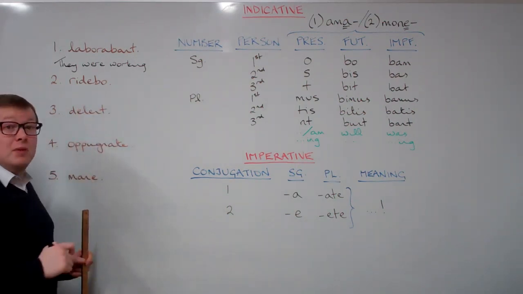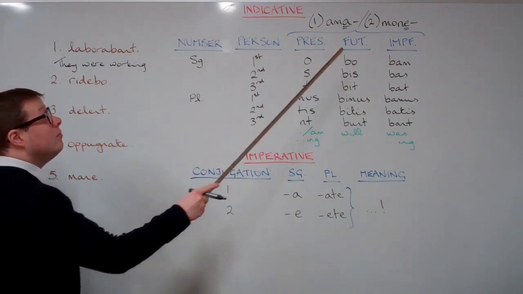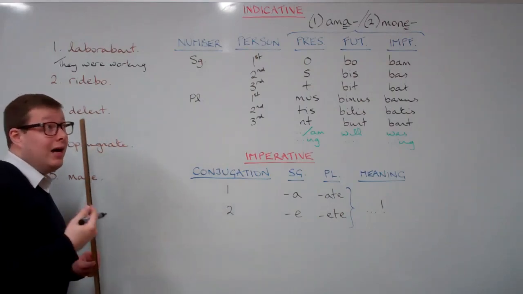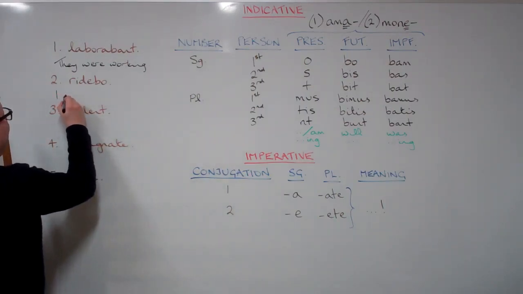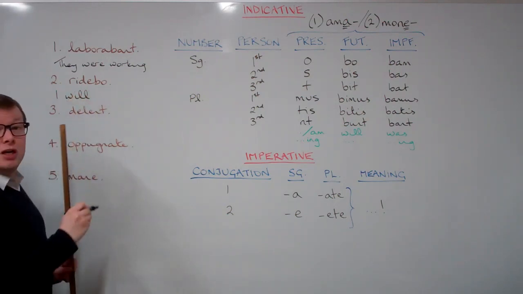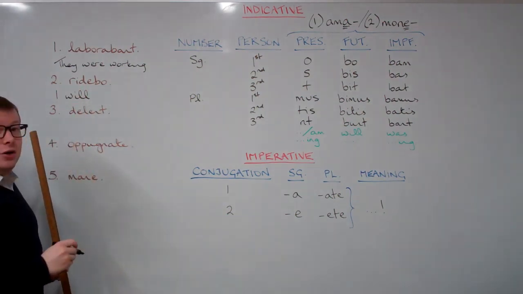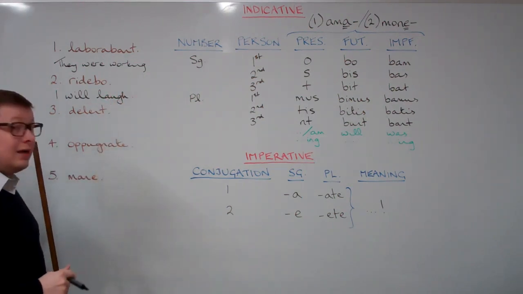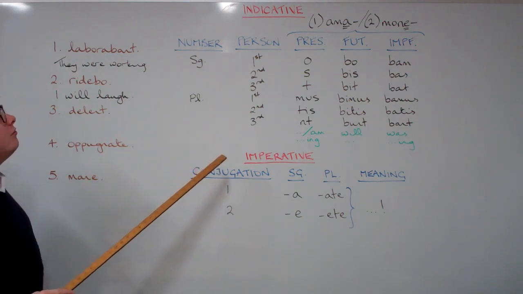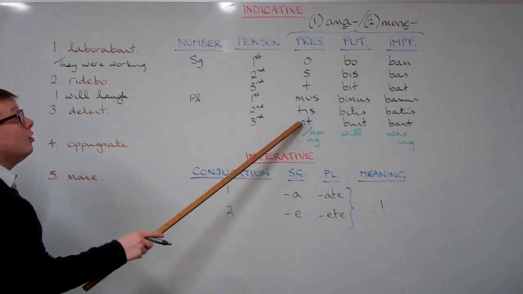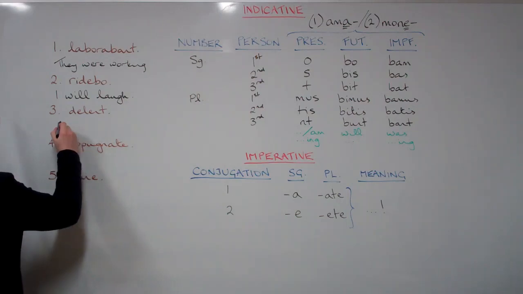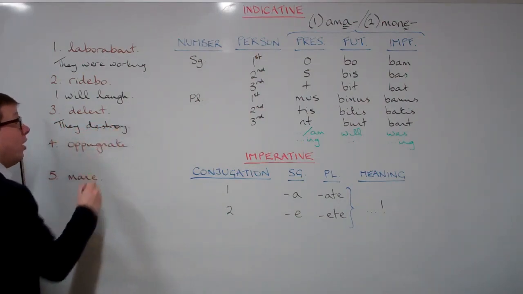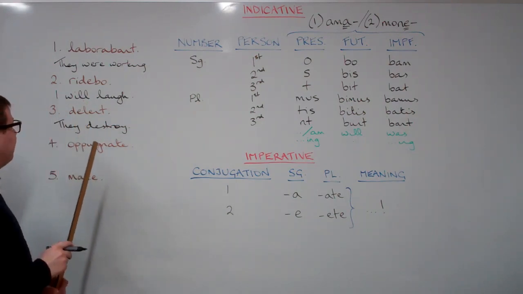Now, ridebo, a second conjugation verb this time, with a bo ending. That makes it first person singular of the future tense, so I am carrying out the action, I will carry out the action at some point in the future, and the action in question, rideo, I laugh or I smile. I will laugh. Delent, another second conjugation verb, this time a simple present tense, so they destroy. Or they are destroying, either would be correct.